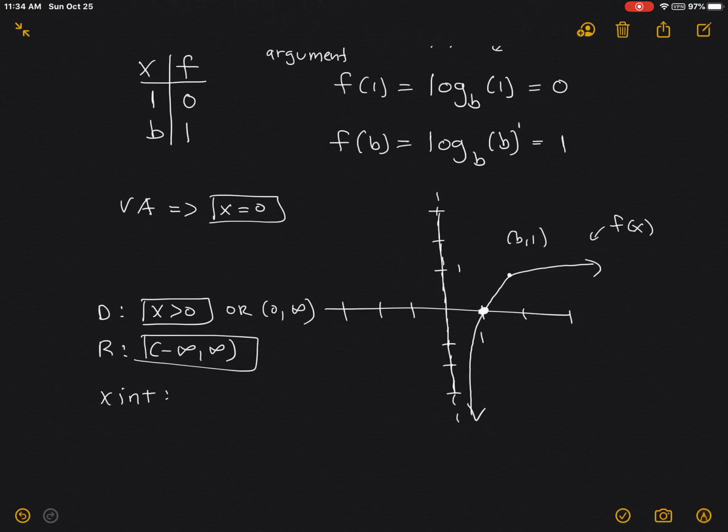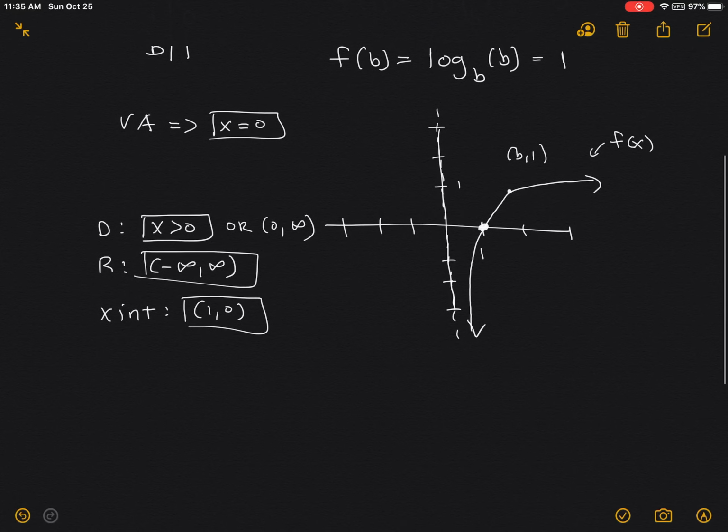You also have an x-intercept on this graph. The x-intercept in this case is (1, 0). And that's going to be important because in the homework they're going to ask you to find the x-intercept.